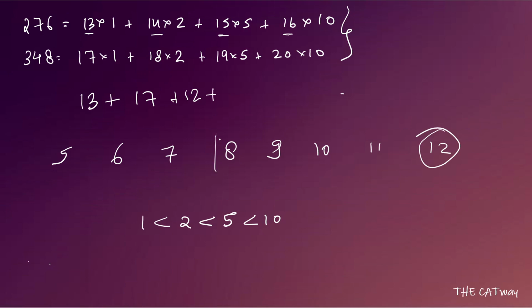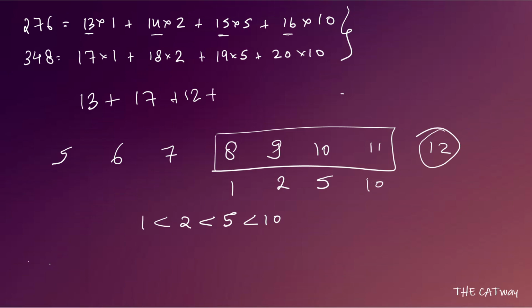So let's assign them 8 to 11, so 1, 2, 5 and 10. So the number of 1 rupee coins with A will be 8, and your sum will go up to 50. So this is what we can do.